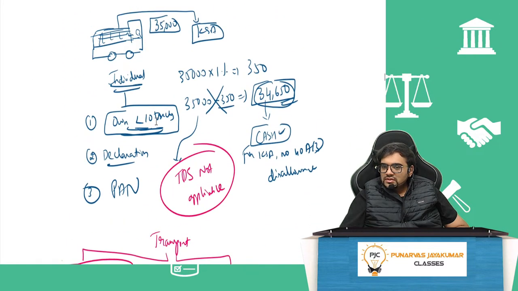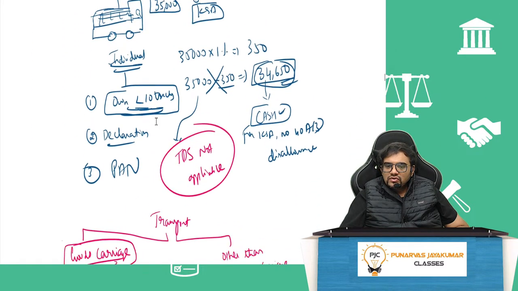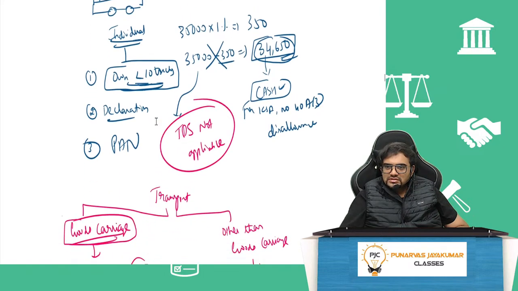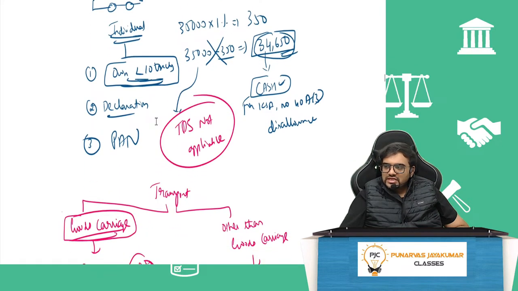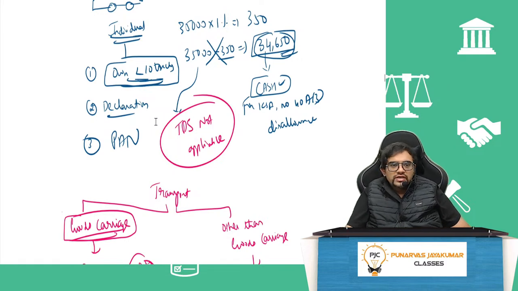Carriages. If I have a goods carriage bill of 35,000 rupees, can I pay cash? Yes, I can pay cash. Why? Because we had seen in 40A3 that for goods carriages up to 35,000, you can pay by cash also, no need of bank payment.